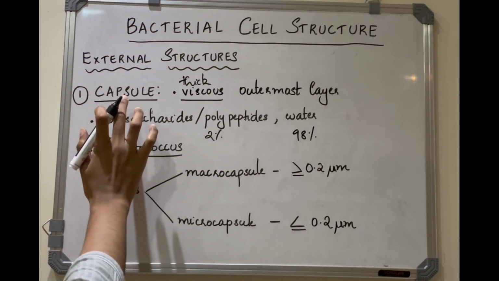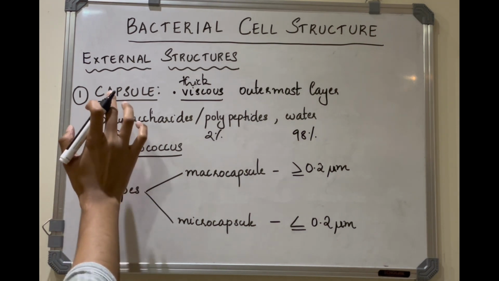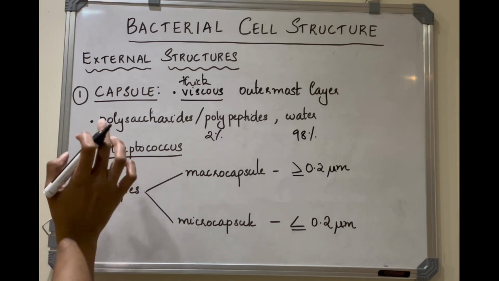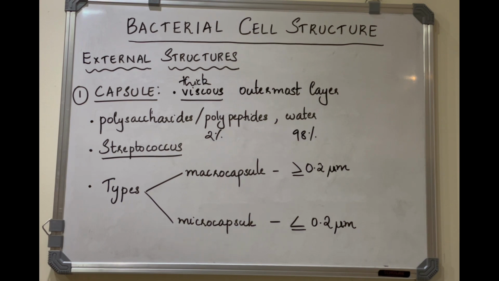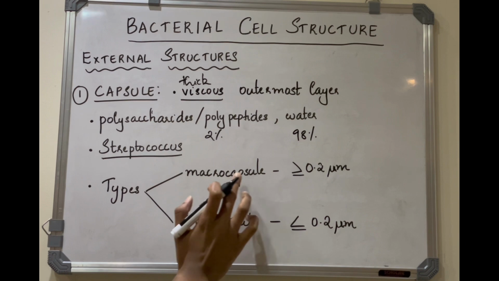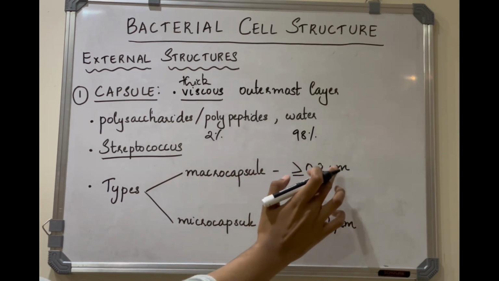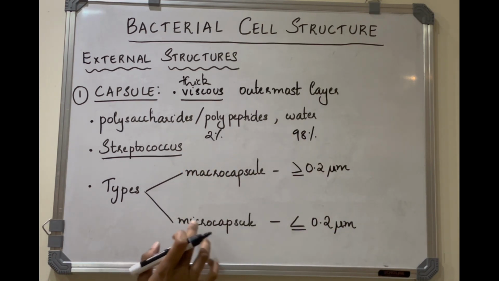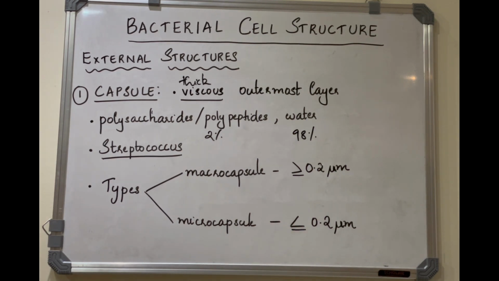We cannot see this capsule in all kinds of bacteria. Capsule is only seen in some species of bacteria. An example of a capsulated bacterium is Streptococcus. And there are mainly two types of capsule. First is macrocapsule. The capsule which has a thickness of 0.2 μm or more is called macrocapsule. And microcapsule is the capsule with a thickness of 0.2 μm or less.